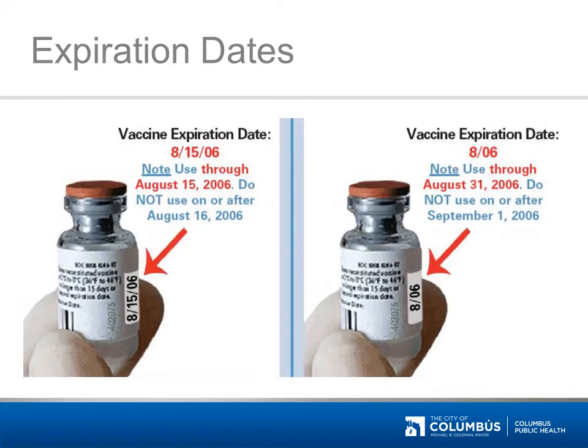Now I'd like to add a quick note about expiration dates. Vaccine can still be given on the date printed on the bottle. It is the day after that date that it expires. For example, if the vial says August 15th, it can still be used on the 15th but must be wasted on the 16th. If only a month and year are printed without a specific date, the vaccine can be used on the last day of that month and must be wasted on the first day of the next month.